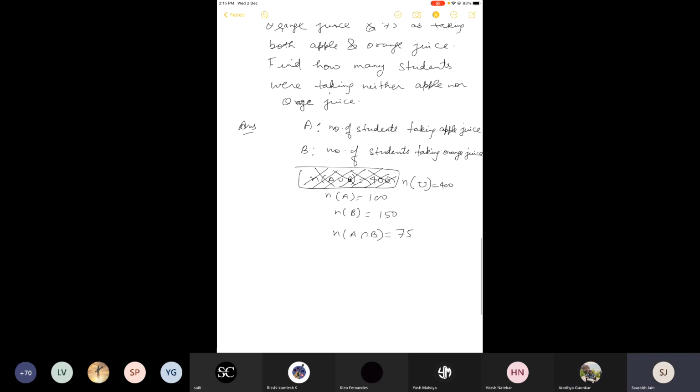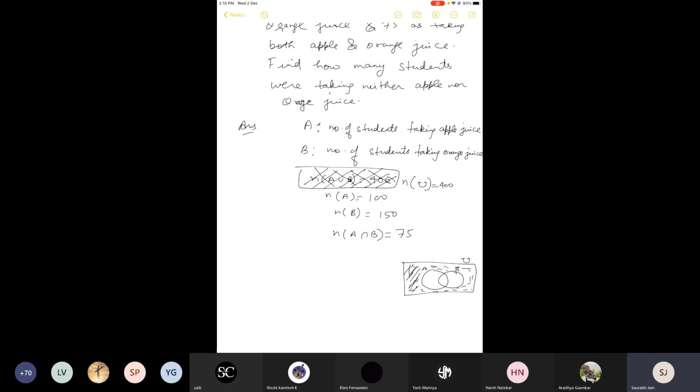Try to understand this with the help of a diagram. This rectangle shows the school, the universal set, and then this is the situation. So what about that portion of the rectangle which is outside these circles? That means this. You are asked this in the question. You have to find the students which are part of the shaded area.